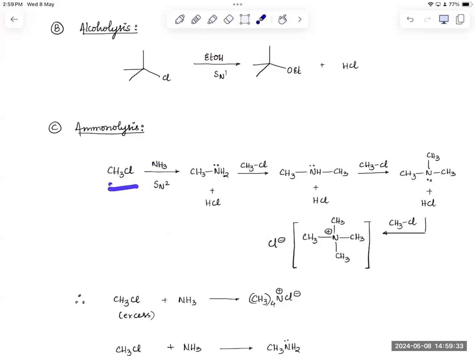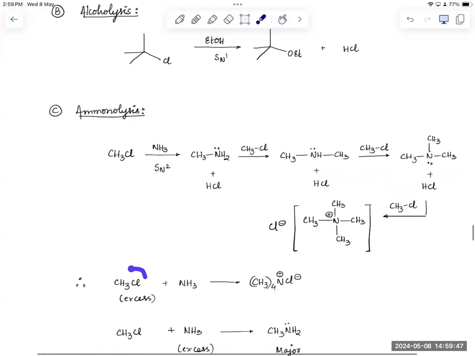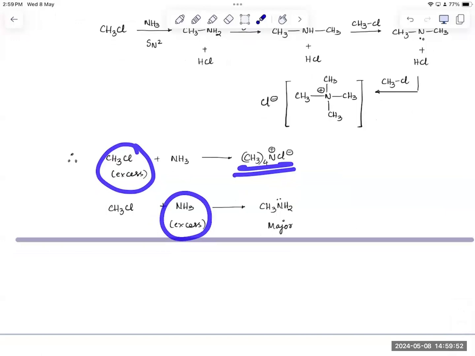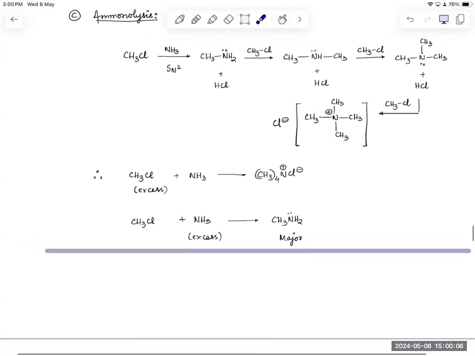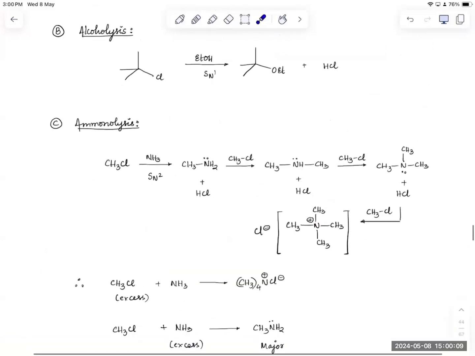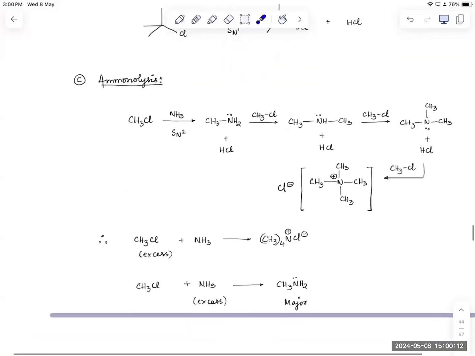If you have excess of CH3Cl, again nitrogen will attack, you will get secondary. If you have still excess, again nitrogen will attack, you will get tertiary. Again, if you have excess, it will attack and you will get quaternary. So if alkyl halide is in excess, you will get up to quaternary salts. If ammonia is in excess and this one is in limited amount, then the primary will be major. Check that out, everybody. I hope all of you understood that. Right. So hydrolysis, alcoholysis, and ammonolysis.